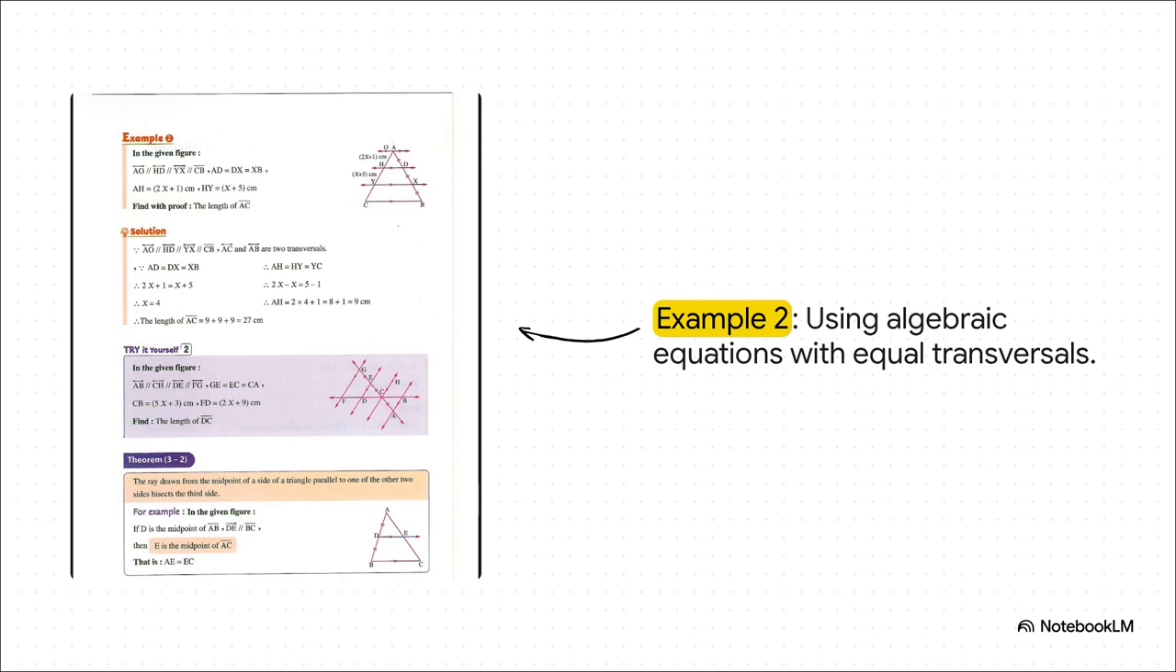Looking at example 2, we have the exact same setup. Parallel lines, transversals. We know the segments on the left transversal are equal, so naturally, the ones on the right are equal too. But here's the twist. The transversal segments on the right aren't just simple numbers anymore. Instead, they're algebraic expressions, 2x plus 1 and x plus 5.